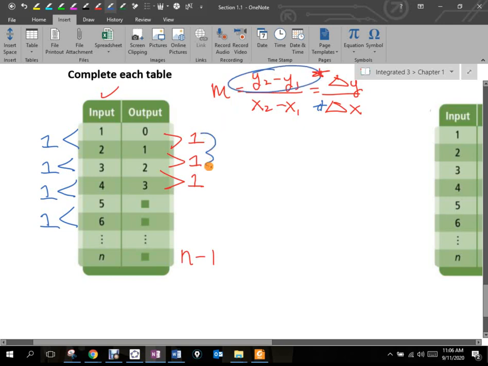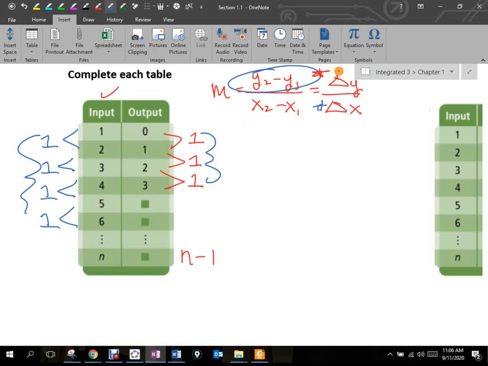And then my y2 minus y1s is always going to be 1, and my x2 minus x1s is always going to be 1. 1 divided by 1 is 1, right? Does that make sense? So my slope, or what we call rate of change, which is the coefficient that goes with your variable, is 1. That's why it's a 1 in front of the input right now.